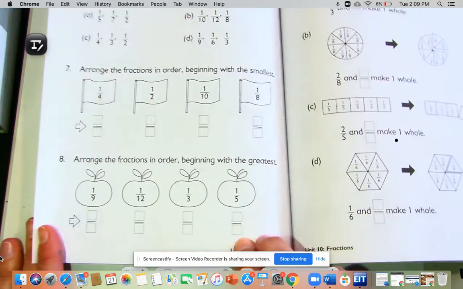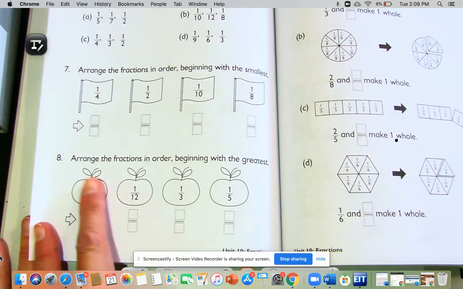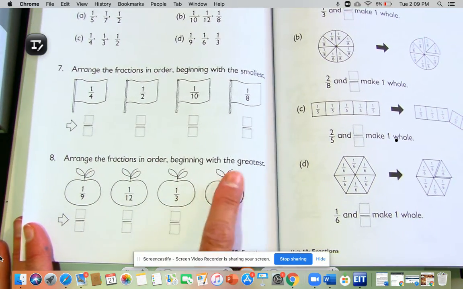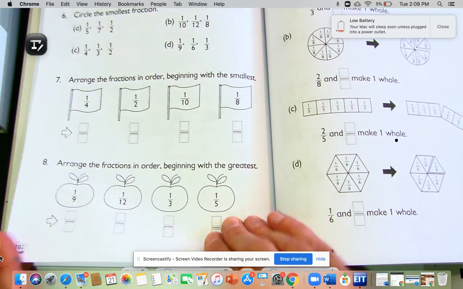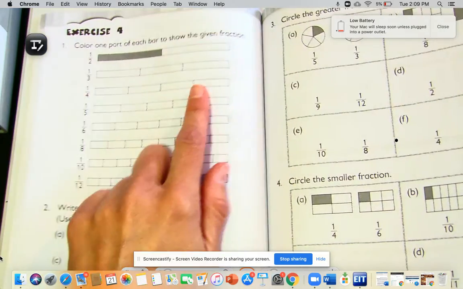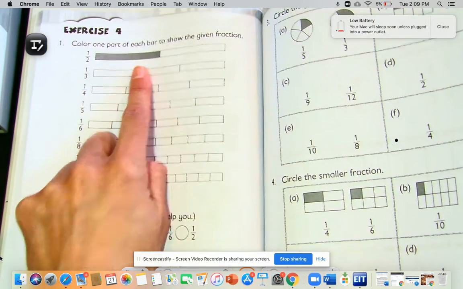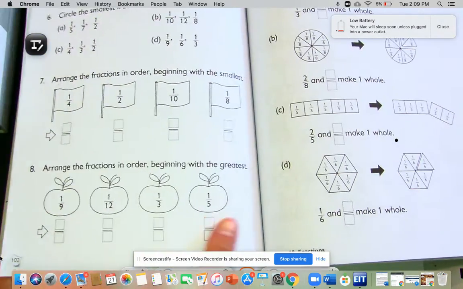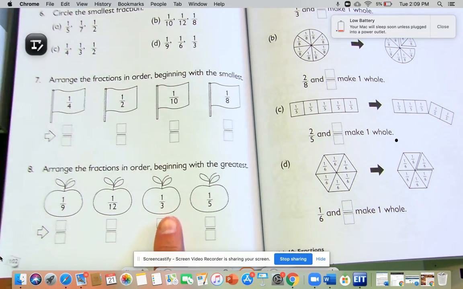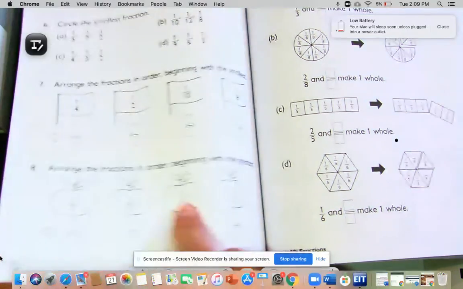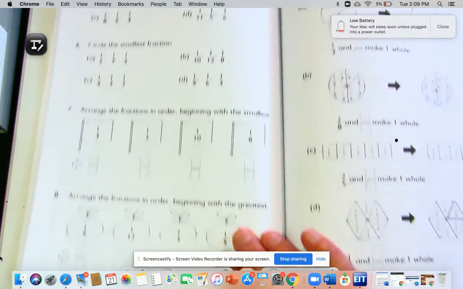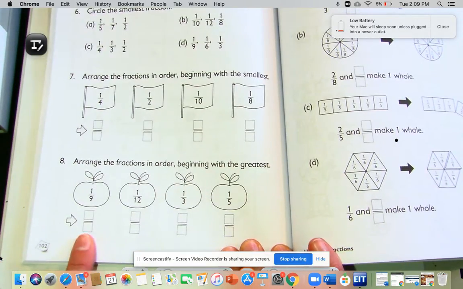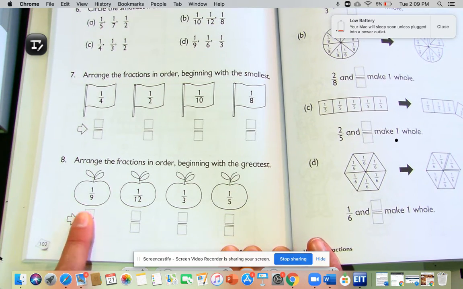All right. And then this is a very similar problem, but it says arrange the fractions in order beginning with the greatest. So now you're going to begin with the biggest one. And the biggest fraction, let me flip back. Well, the biggest fraction that we've been talking about is 1/2. But I don't see any 1/2s here. But I do see one that's pretty close. I think I see this 1/3. That's a pretty big fraction. All of this is 1/3. So here, the biggest fraction would be 1/3. So you're going to start with 1/3.